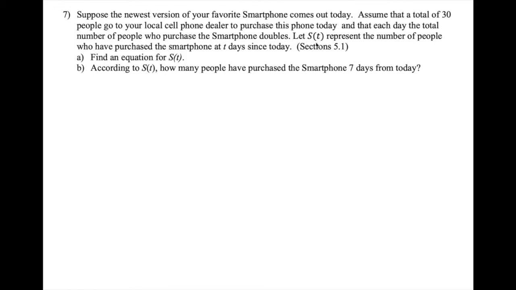So first you want to find S of t, where S of t represents number of people who have purchased a smartphone t days since today. So you know that this is an exponential model. So it has the format of a times b to the power of t. And from here you want to know a and b. So do you know b? The answer is yes, because each day the total number of people doubles. So that means your base multiplier is 2.